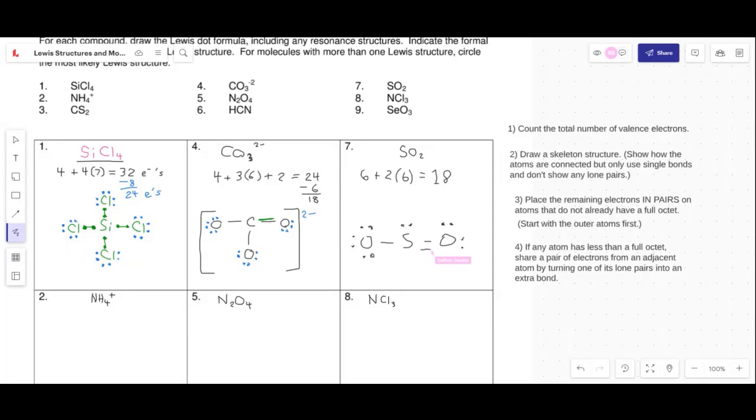Let's take that lone pair and make a second bond. Very good. Absolutely. Excellent. And that's exactly what we do. So now you have the sulfur dioxide Lewis structure. Very nice.